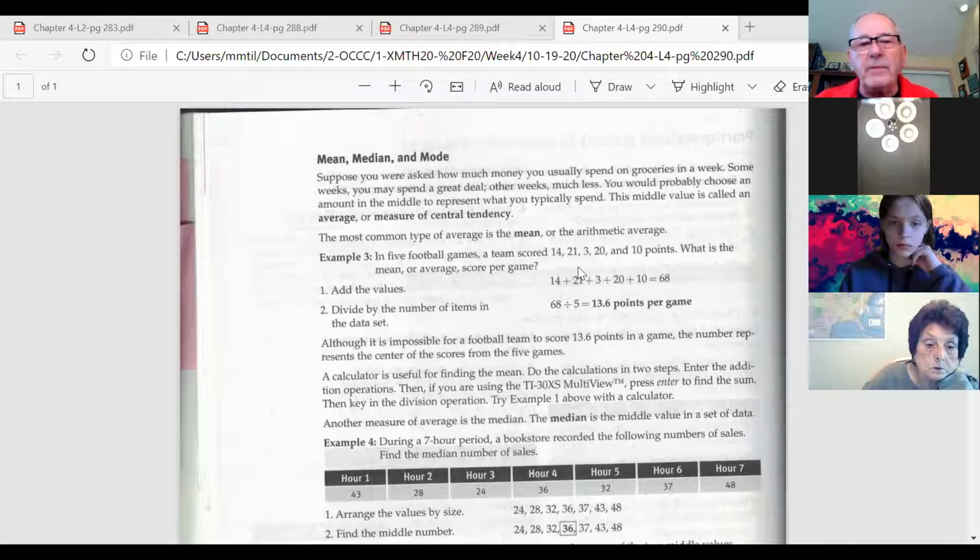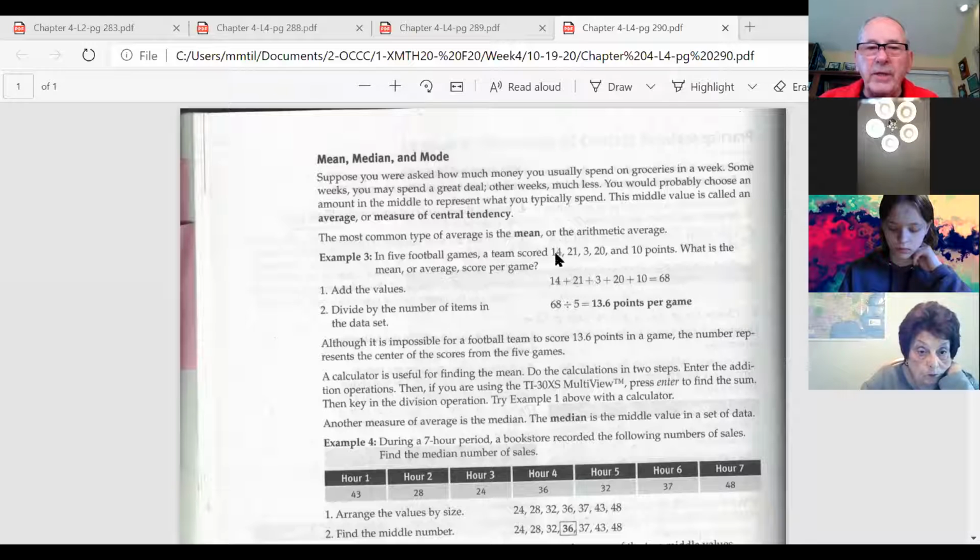In 5 football games, a team scored 14, 21, 3, 20, and 10 points. What's the mean or average score per game? What do you have to do in that case? What do you have to do with these numbers? Add. You've got to add them all up to get the total.